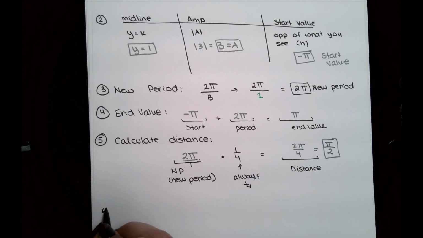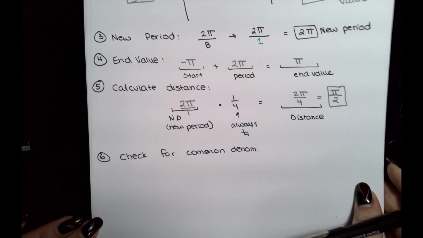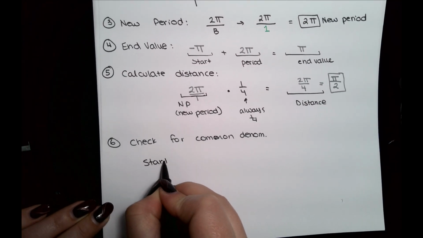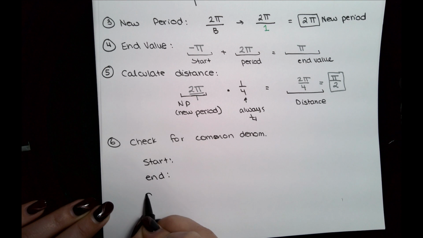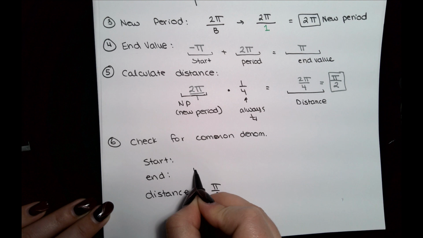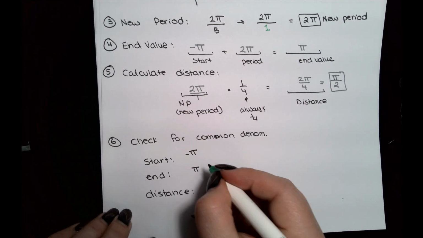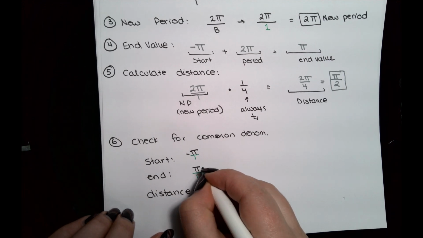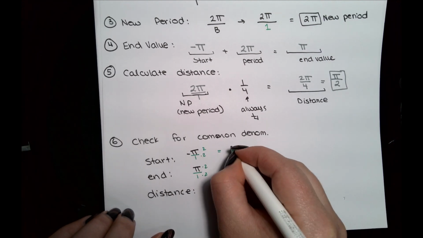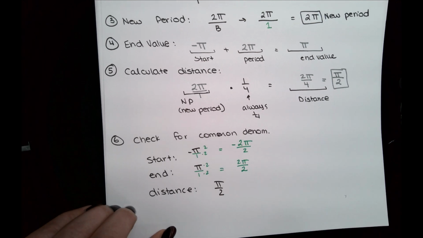And step 6 is check for common denominators. There are three values that we want common denominators for: our start, our end, and our distance. Our distance is at pi halves, our end is at pi, and our start is at negative pi. So if you see here, we will need to create common denominators. I'm going to multiply these by 2. So my start is now at negative 2 pi halves, and here is at 2 pi halves.